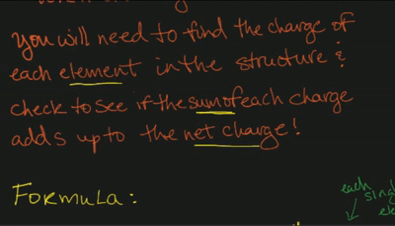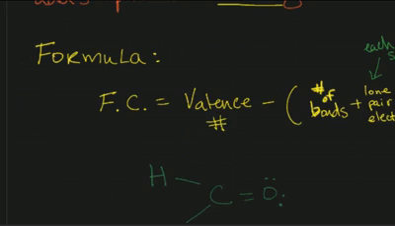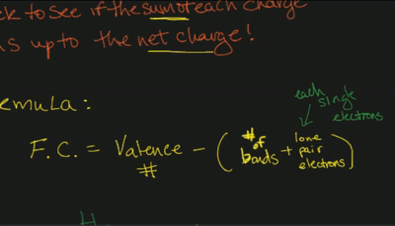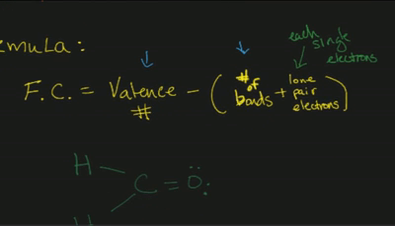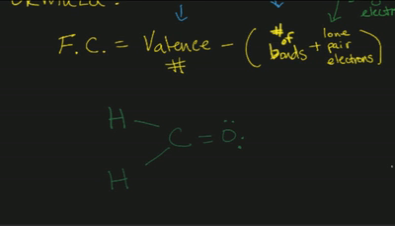So how do you find the formal charge? Well, it's a formula. Here we have the valence number minus the sum of the number of bonds plus each individual lone pair electron. So it's each individual bond plus each individual lone pair electron. All right, so let's look at that in action. There's a quick example here.